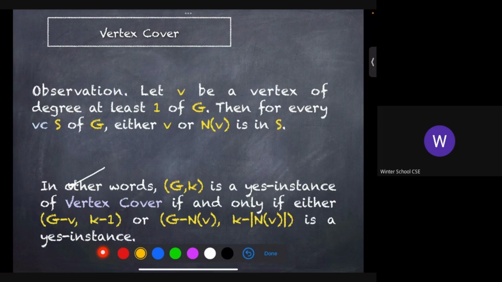Okay. So in other words, it means that if Gk is a yes instance of vertex cover, then it's if and only if either the graph obtained by removing V from G and reducing the parameter by 1, or the graph obtained from G by removing the neighborhood of V and then reducing the parameter K, is also a yes instance.